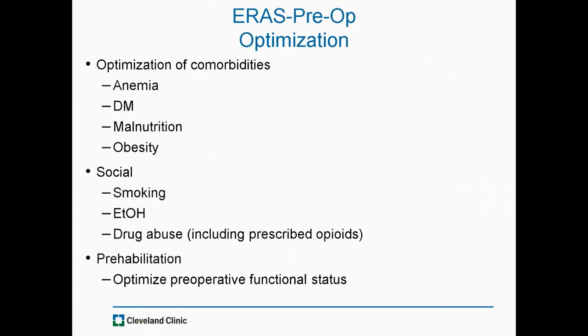In terms of optimization, there are different factors that we want to optimize in patients, such as anemia, diabetes, malnutrition, obesity, smoking, alcohol and drug abuse, and I will also be talking about prehabilitation, which is the goal is to optimize preoperative functional status.